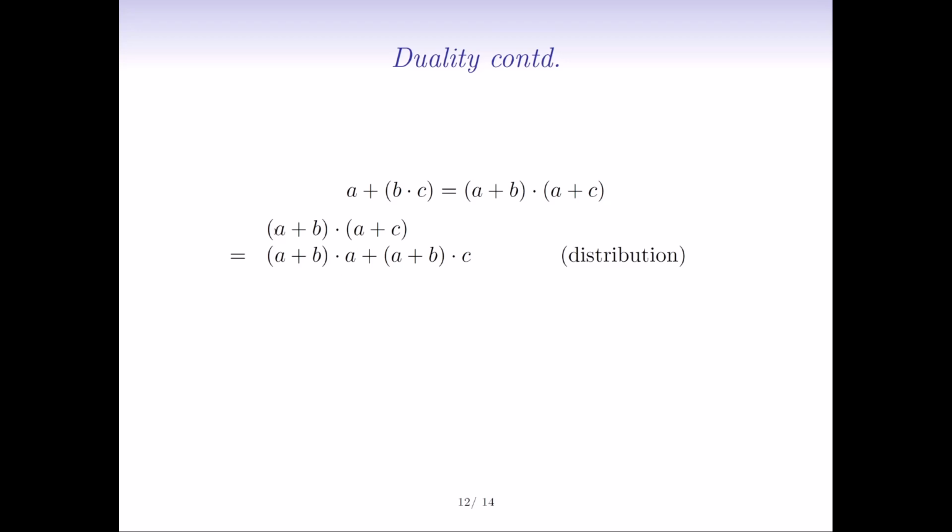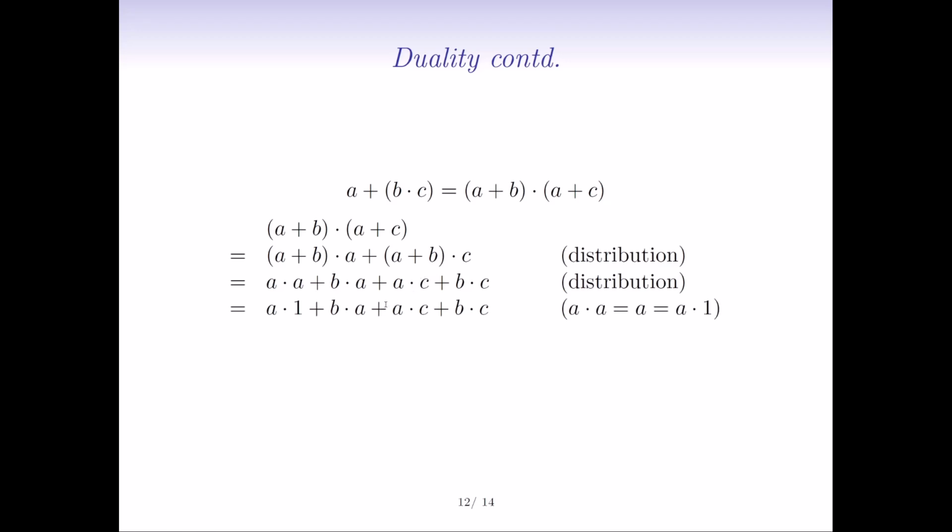We have that a plus b dot a plus c is equal to a plus b dot a plus b dot c. So that's some of the brackets multiplied out, and we can multiply out the rest as well to get a dot a plus b dot a from the first term, and plus a dot c plus b dot c from the second term.